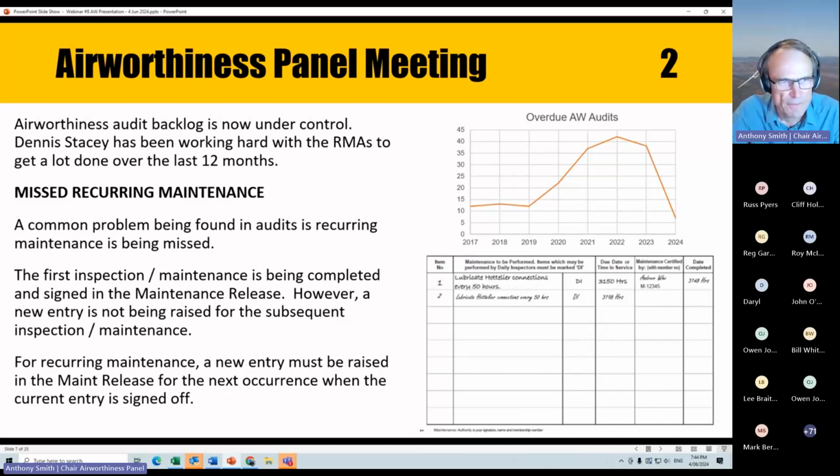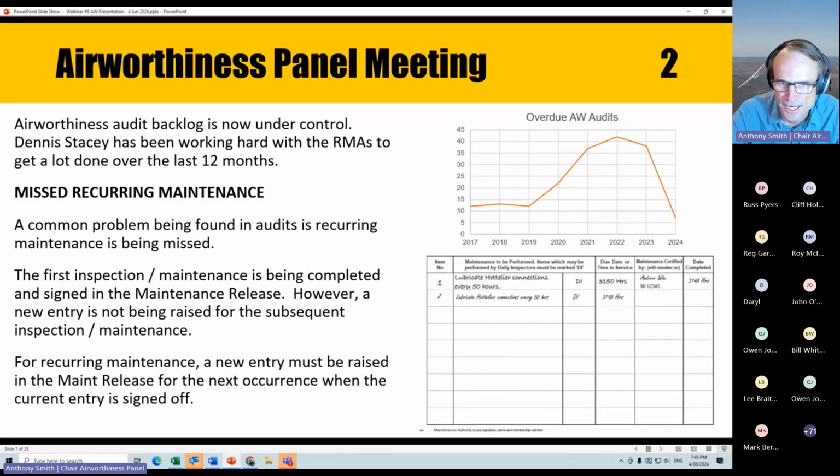However, one of the things that's come out of some of the audits is recurring maintenance is being missed. The first inspection is being performed and signed out in the maintenance release. However, a new entry is not being raised for the subsequent inspection and maintenance.